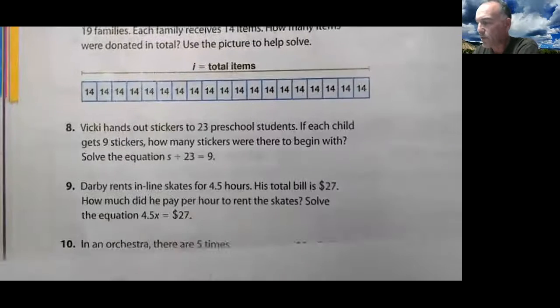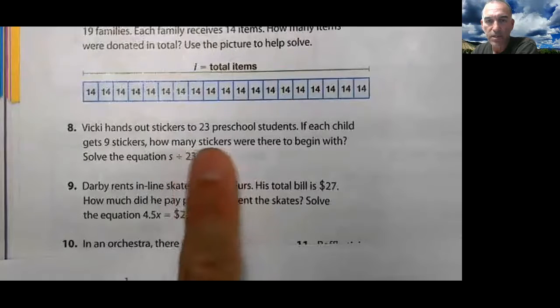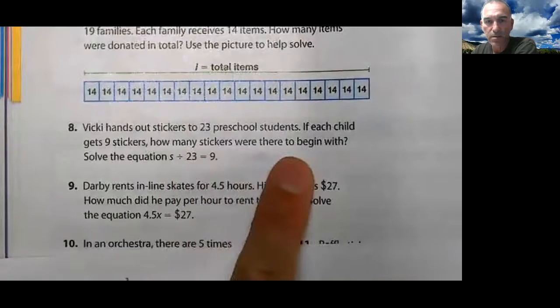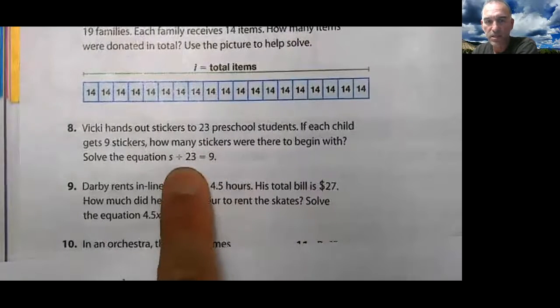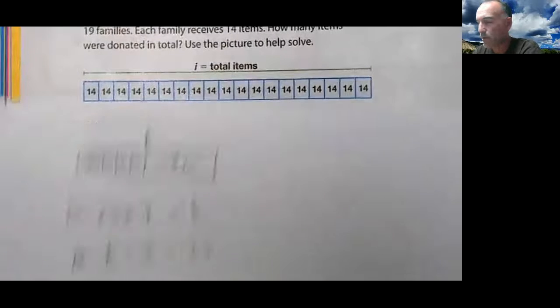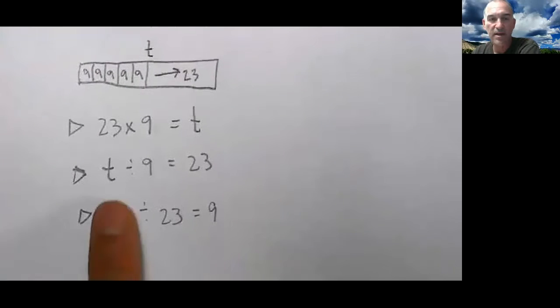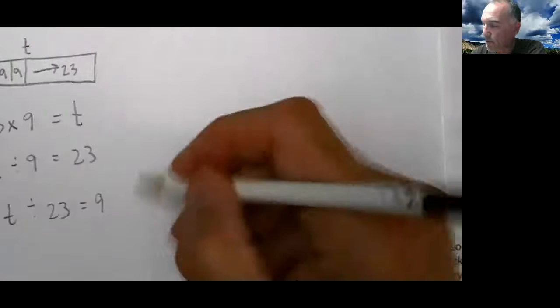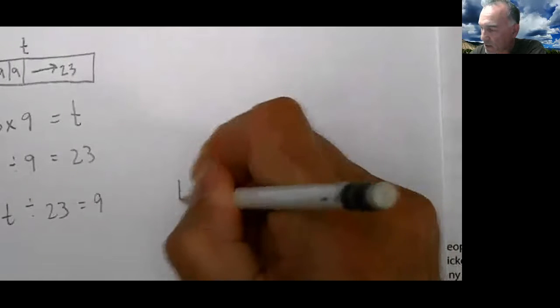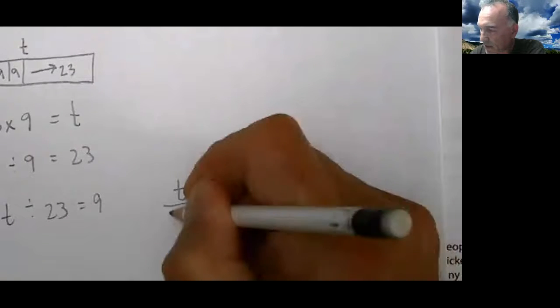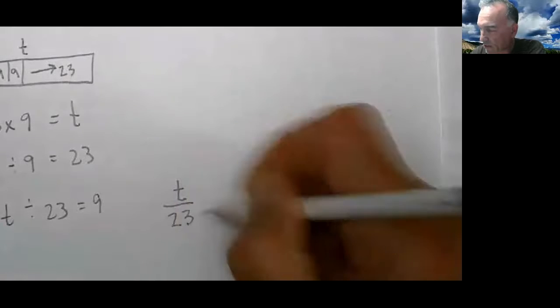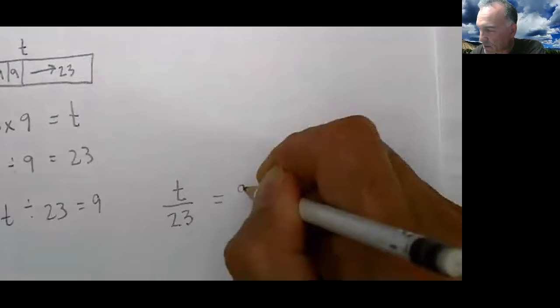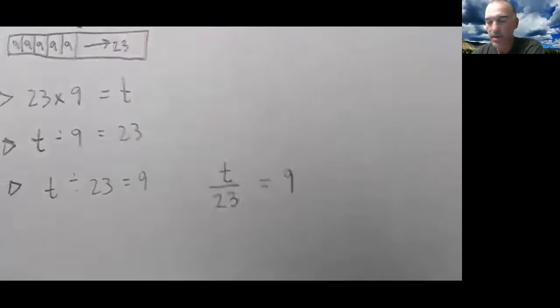I look back at the question. It says, how many stickers were there to begin with? They said use this one. They said S divided by 23. Okay, they used S for stickers. I used T. No big deal. I'm going to pull this over to the side. T divided by 23 equals 9. Do you agree?